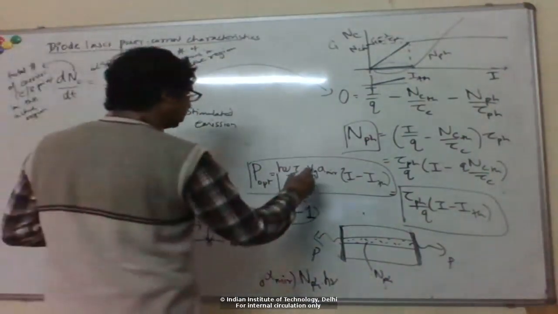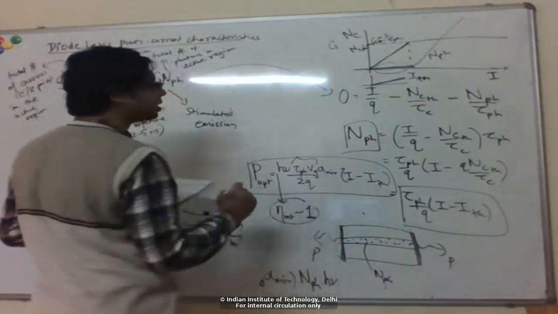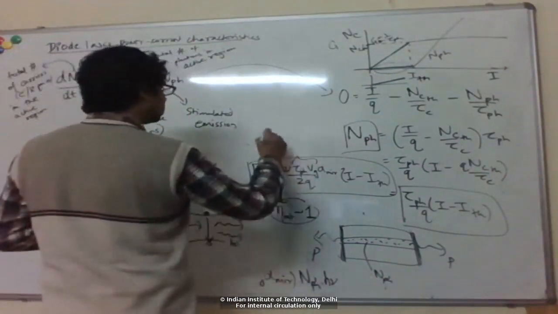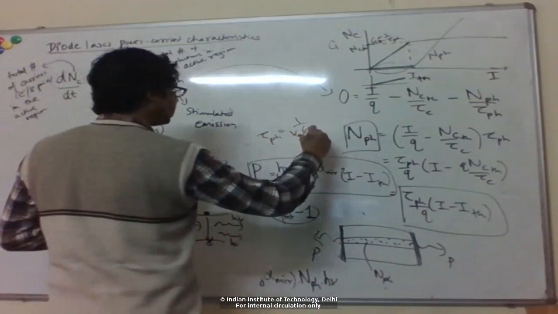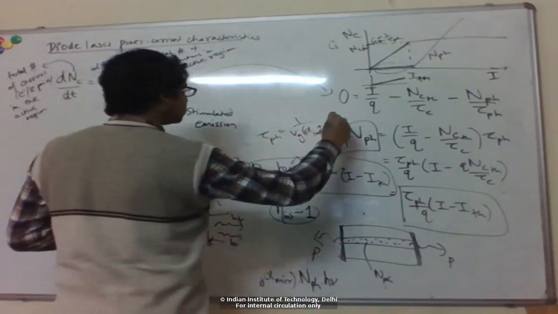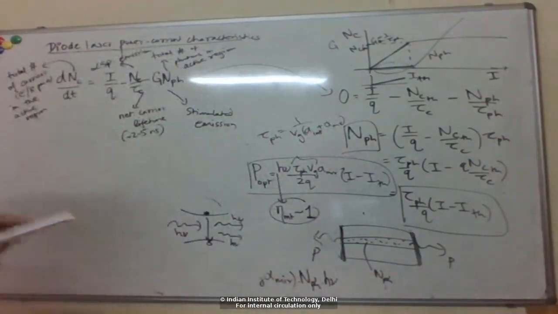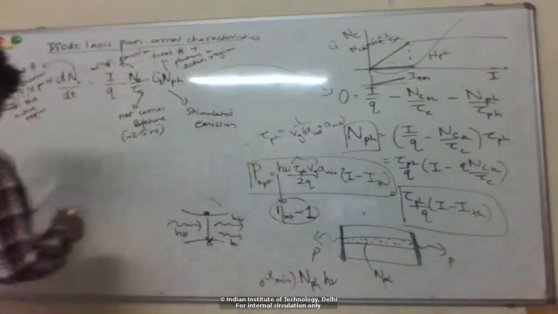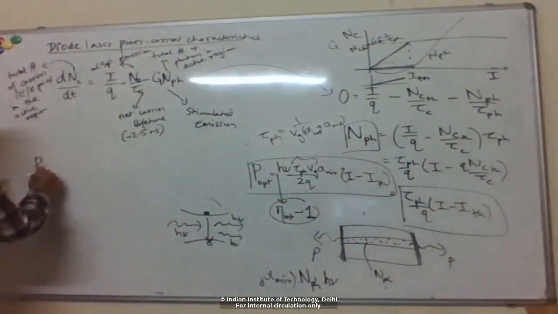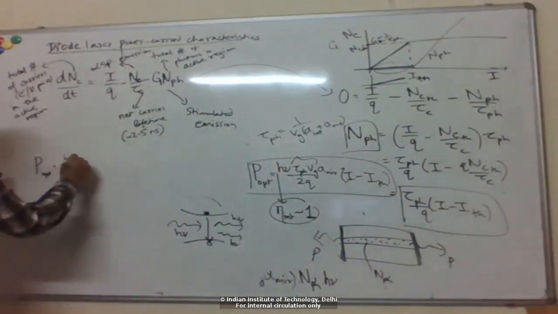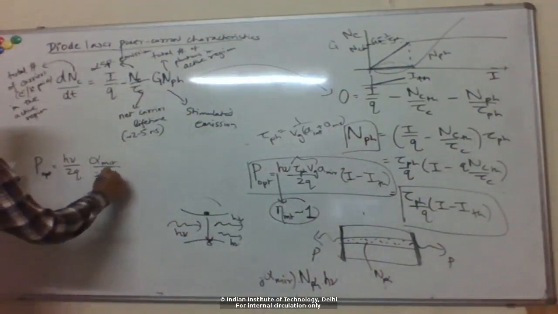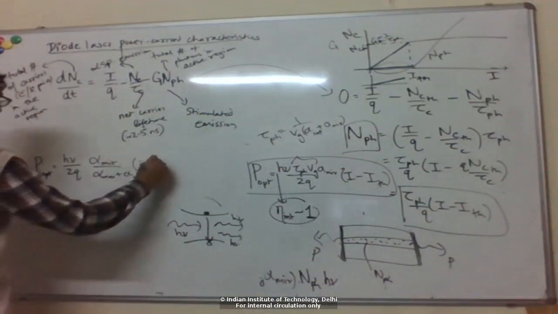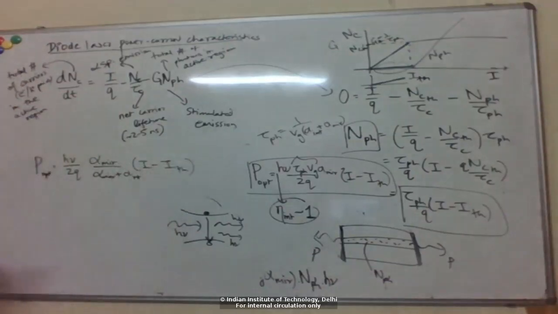Okay, so I can also, so this tau photon times Vg, right? Recall tau photon is 1 over Vg times the total cavity loss, which is the internal loss plus mirror loss. If I substitute this expression for tau photon here, I get this expression. Again, this is photon energy.